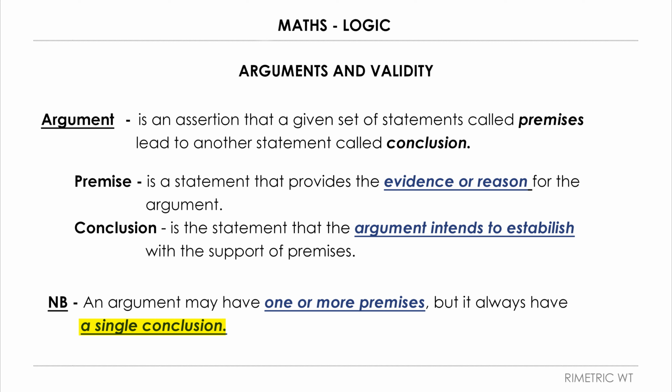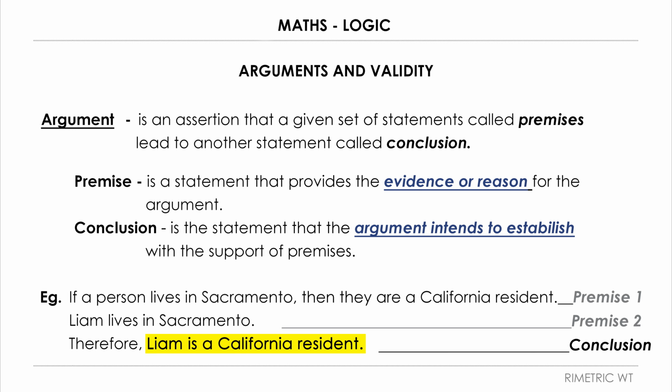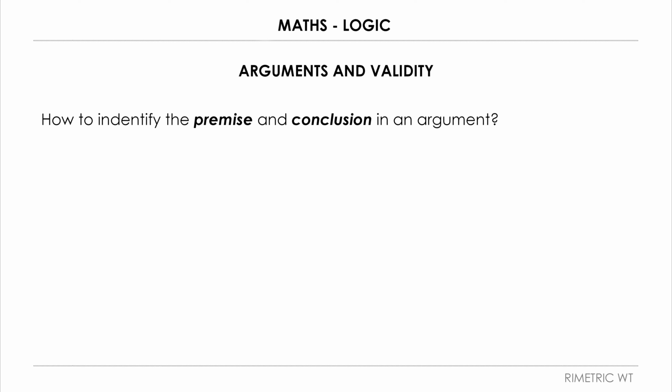Let's see, in our previous example, if a person lives in Sacramento, then they are a California resident, is the first premise, and Liam lives in Sacramento is the second premise. And the statement after the word therefore is the conclusion, which is Liam is a California resident. Here we need to ask ourselves, how do we identify which statement is the premise and which is the conclusion?